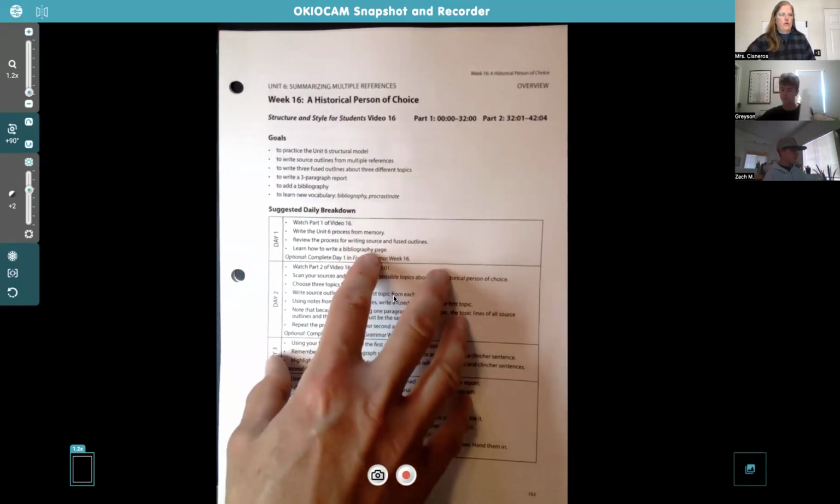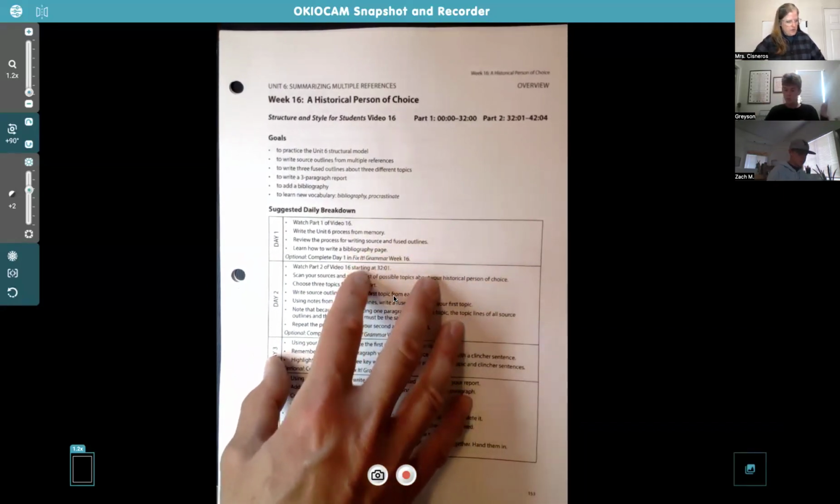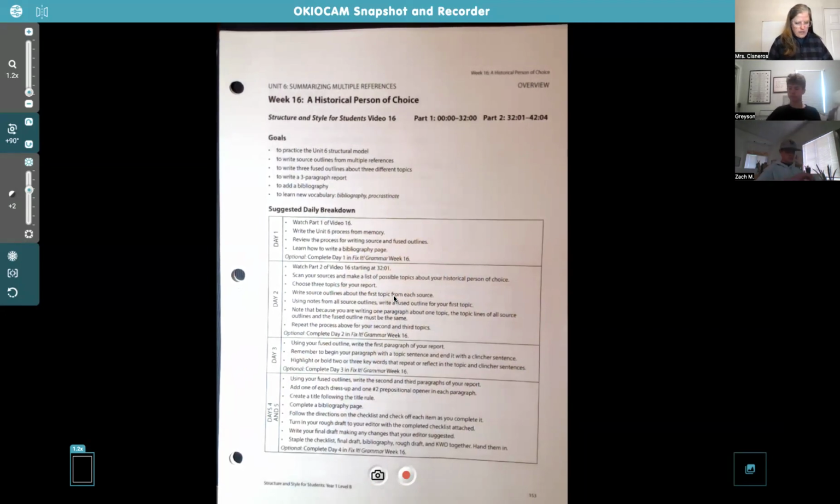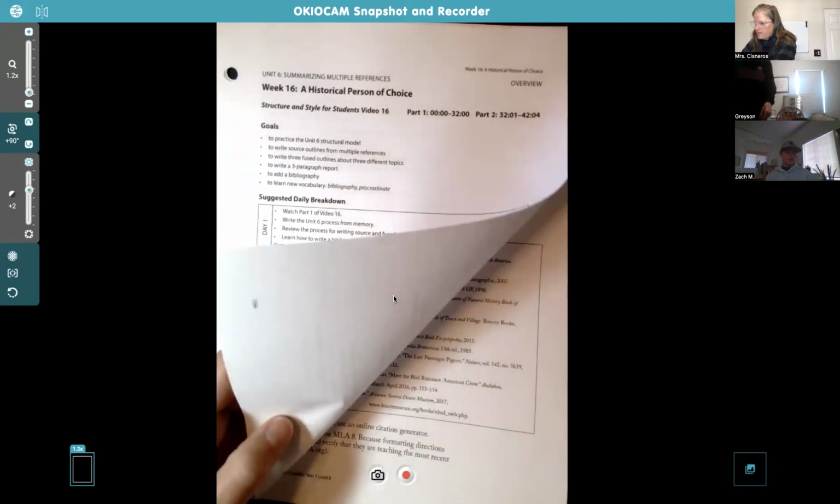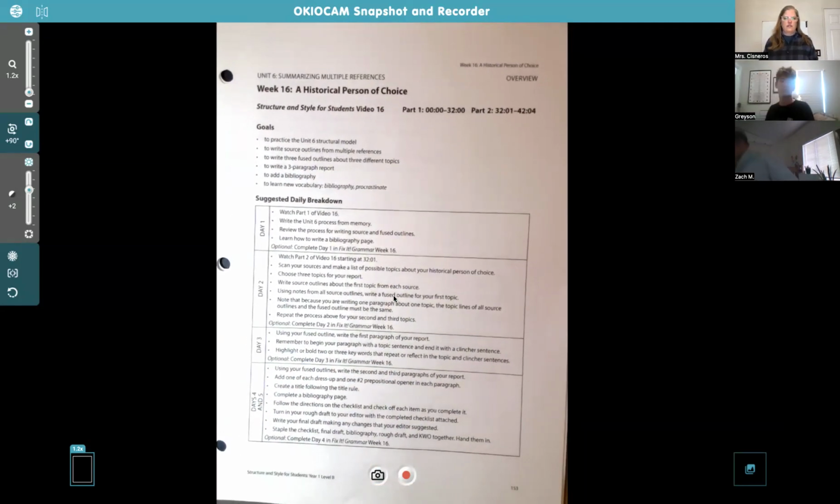Everybody needs to get out week 16, which is a historical person of choice, and a piece of white paper from the back of your binder if you have any more. If you're out of that paper, you can use regular printer paper. You need these pages. There's only 3, I think, for week 16. Get the 3 pages out and a piece of the white, not lined, paper from the back, or a piece of printer paper. You just have to write really small.